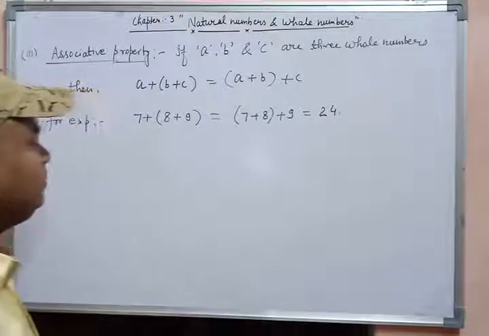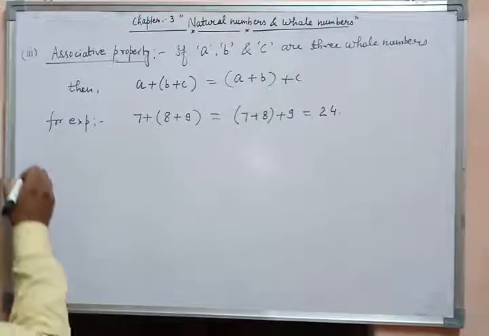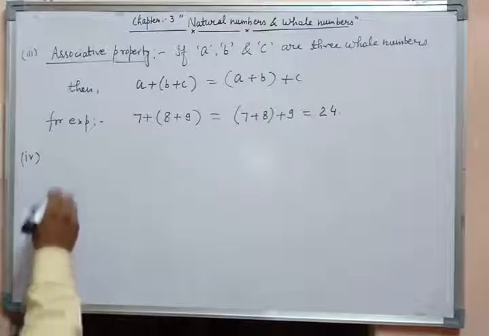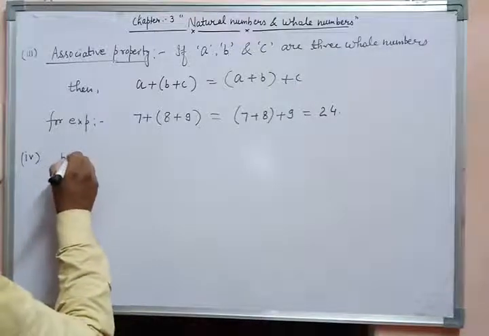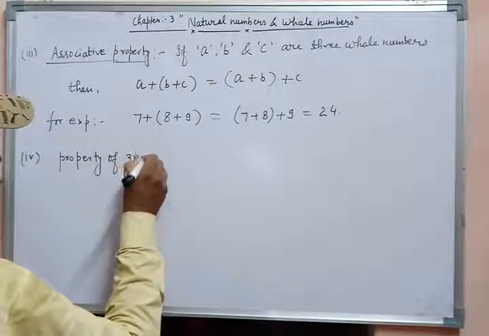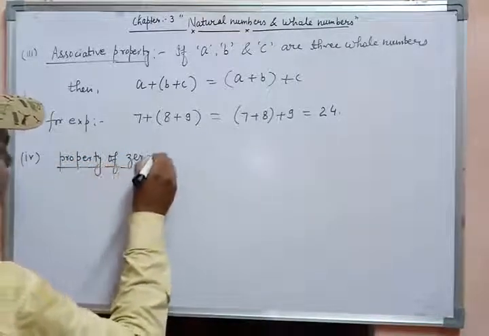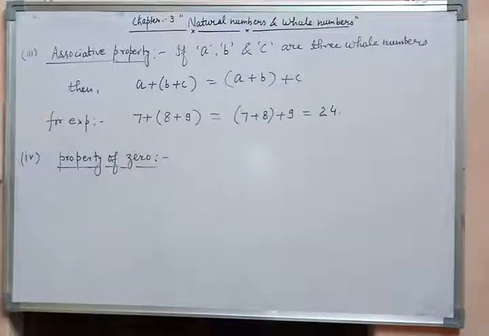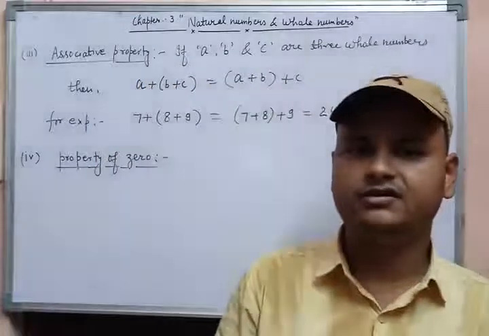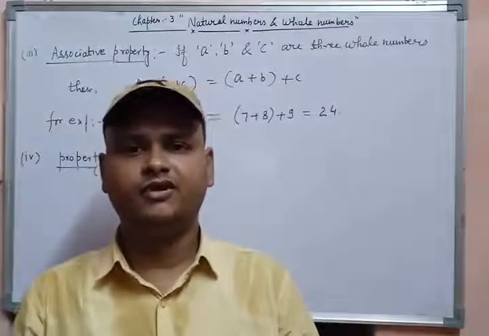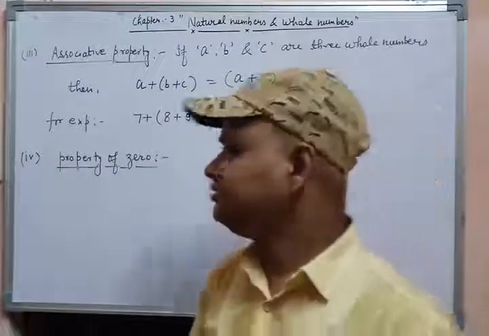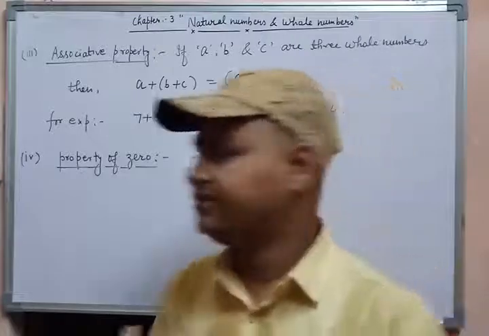Okay. Now we have to move on to our next property, the property of zero. The property of zero says that if we add 0 to any whole number, then we will get the same result. So this property is called the property of zero.